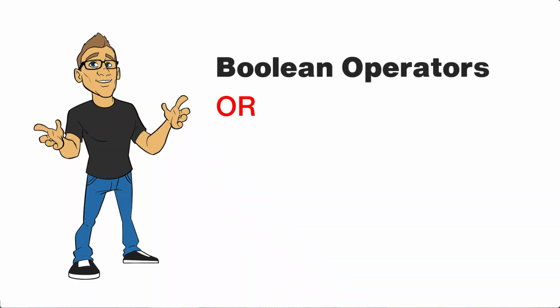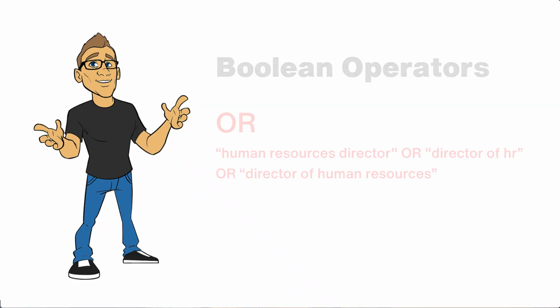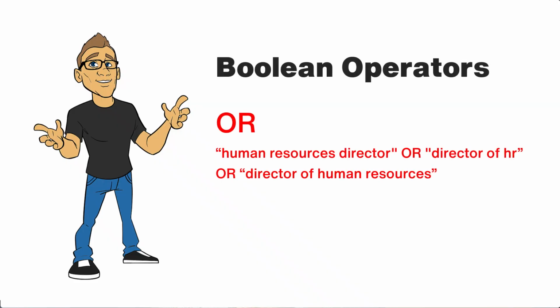And helps us refine our search. The next Boolean operator is "or," and where "and" helps us refine, "or" helps us expand. So let's go to our example where we're looking for a human resources director. Well, Human Resources Director is just one way of writing that title. Some people might write HR Director, or Director of HR, or Director of Human Resources.